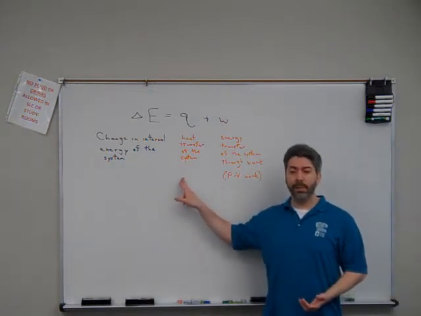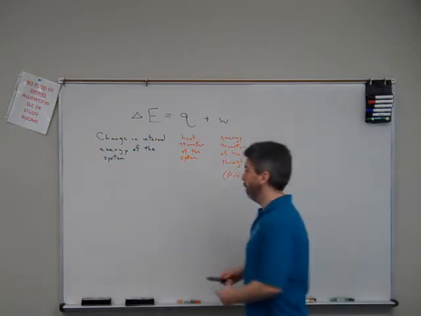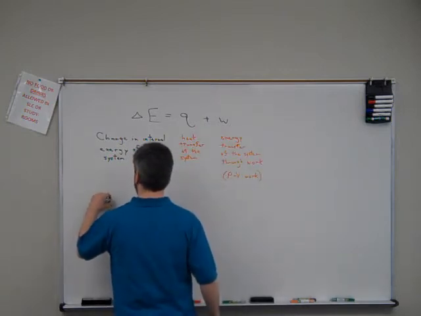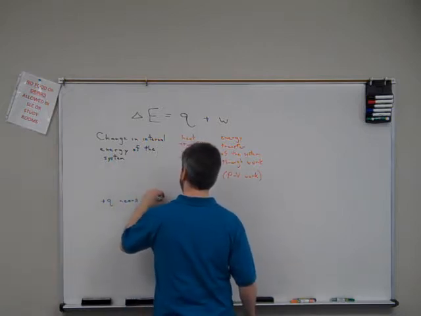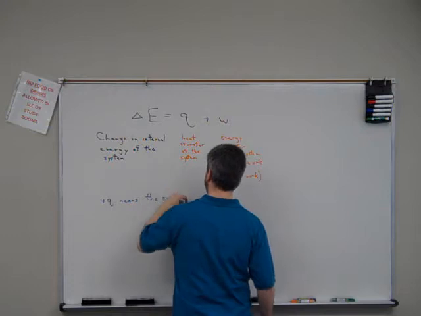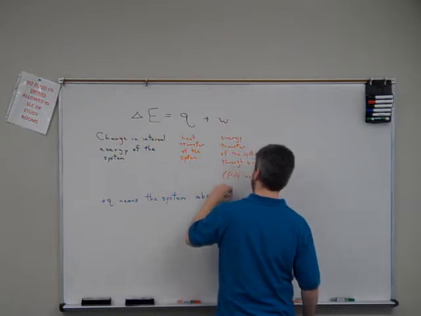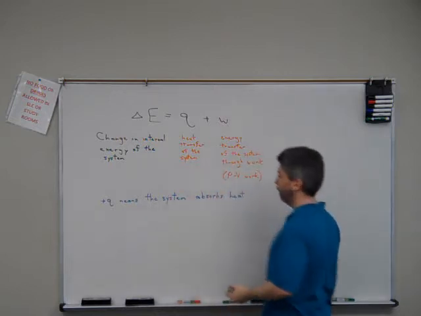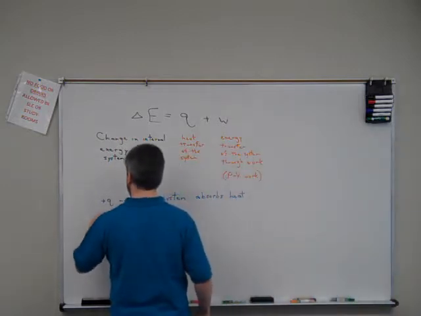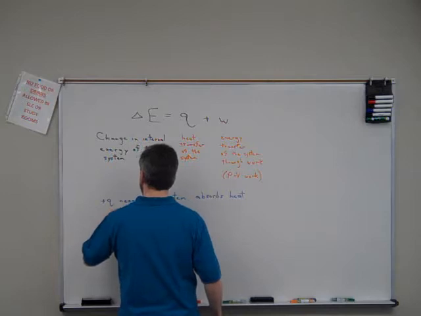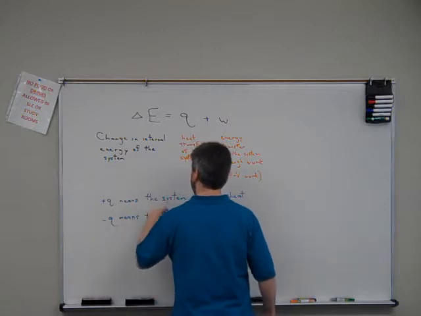If Q is positive, that means the system absorbs heat. So a positive Q means the system absorbs heat. Okay. A negative Q means that the system releases heat. It loses heat, it releases it.